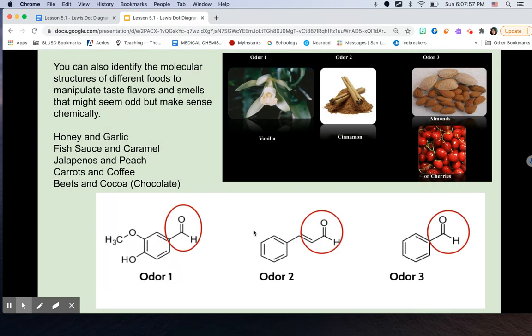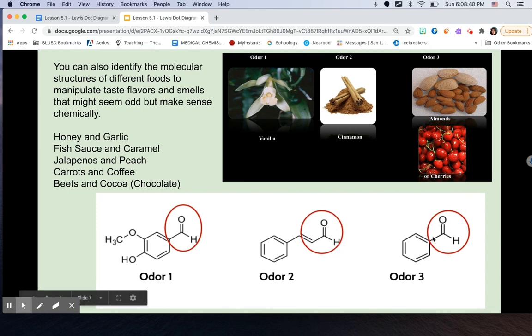Another thing that it's useful for is to identify different foods and flavor combinations that are kind of weird. So oftentimes in molecular gastronomy, which is basically food science, it's about understanding how to manipulate taste, flavors, or smells if you're thinking about perfumes and odors and things like that. If you look at the molecular structure of smells that tend to go together, their shape tends to be very similar. So this first one is the primary odor and flavor for vanilla. This one is for cinnamon, and this one is for almond and cherries.